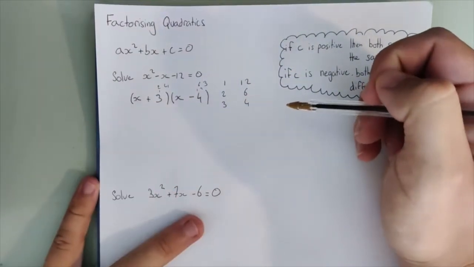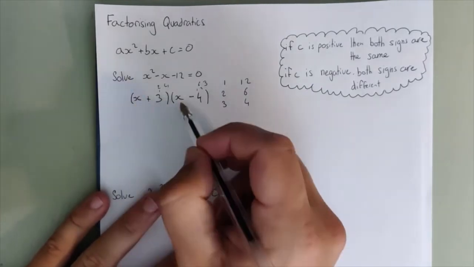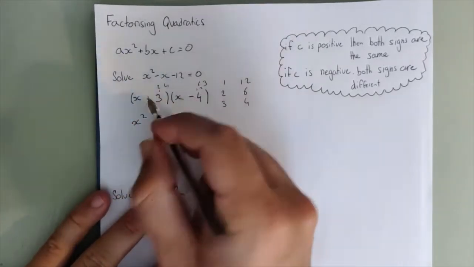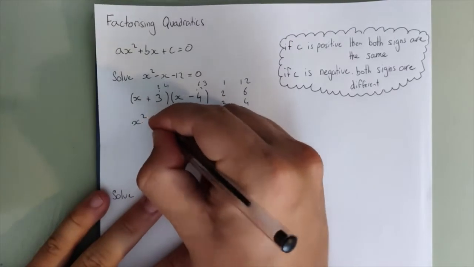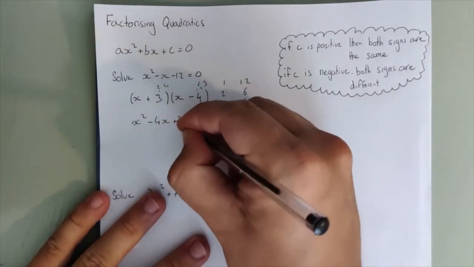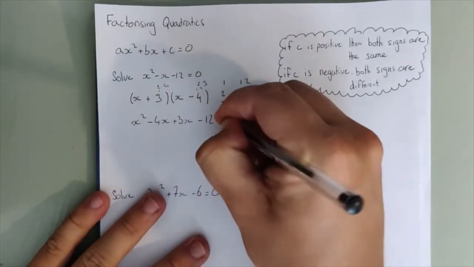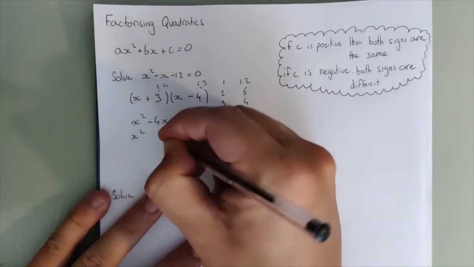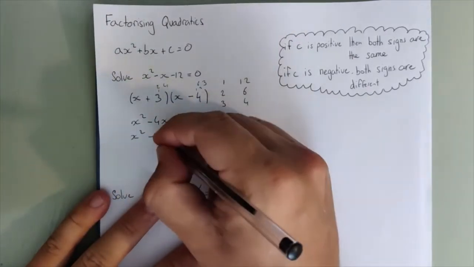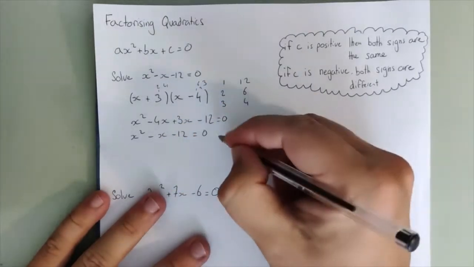And then to double check, we'll expand the brackets. So x times x, x squared, x times minus 4 is minus 4x, 3 times x is 3x, 3 times minus 4 is minus 12. Simplify that: x squared minus x minus 12 equals 0. So we know it's correct.